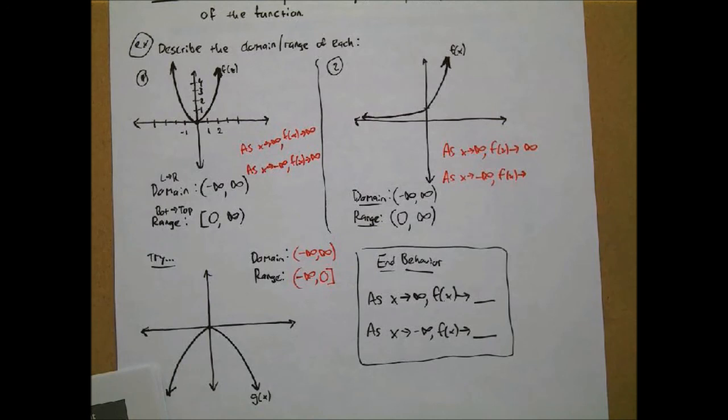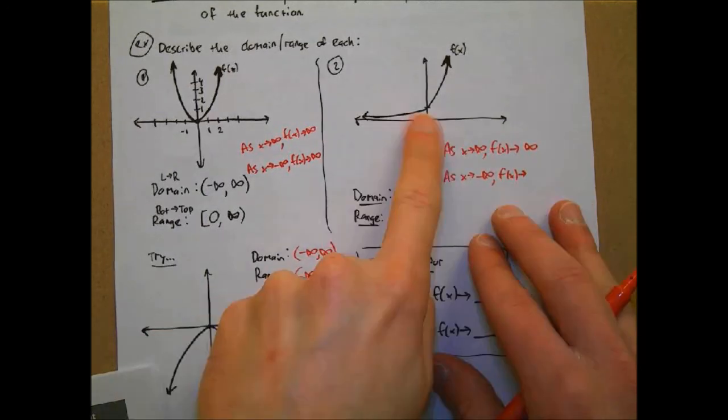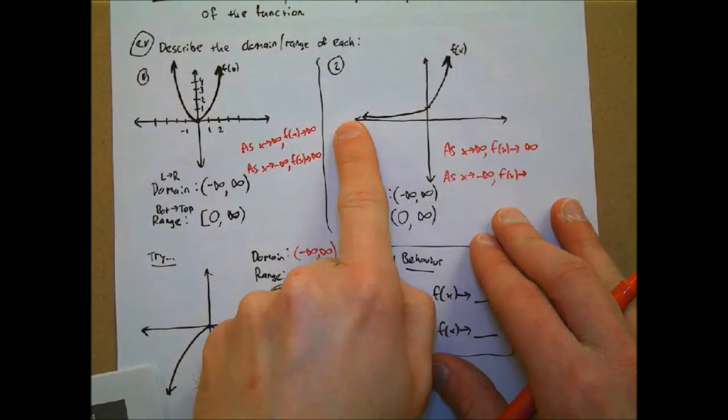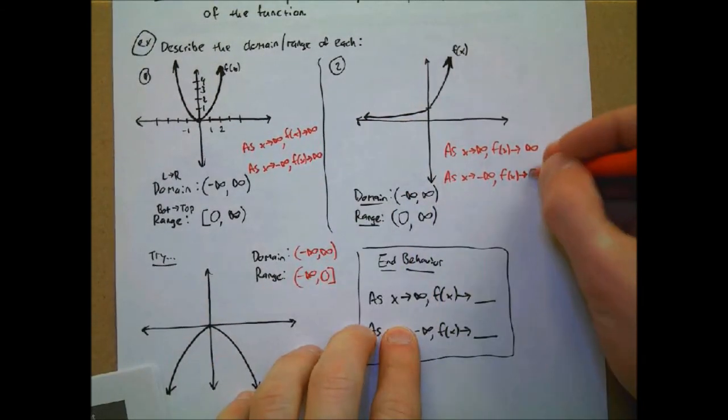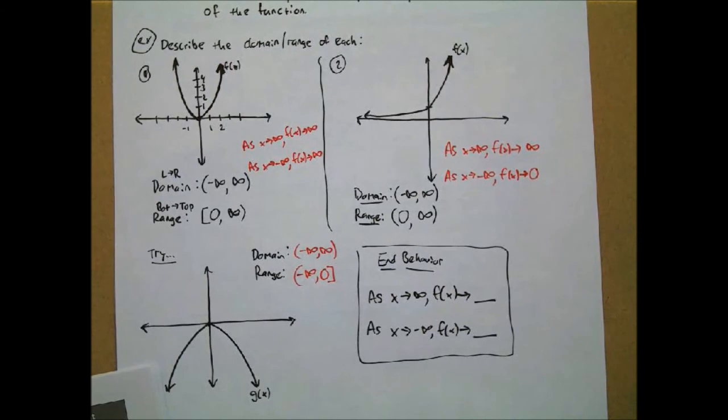Now, as we go further and further to the left, is it going to go to positive infinity? Does the function go to positive infinity as we go further and further left? Does it go to negative infinity? As you go further left here along the curve, what y value are we approaching? 0. The answer is 0. Okay?